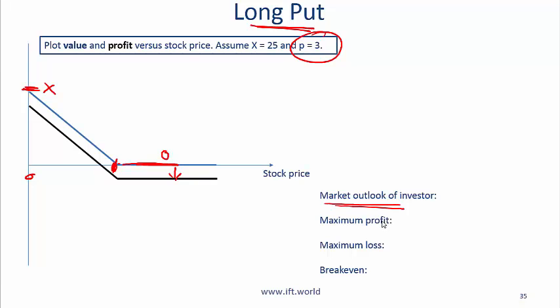Maximum profit is this point. So notice this point is X minus P. In our example, if X is 25, P is 3, then this number would be 22. What's the maximum loss for the long put? The maximum loss is how much he pays for the put. What is the break-even point? For a put, the break-even would be X minus P. And again, I keep emphasizing that rather than just trying to memorize these, just have a sketch, then you don't need to memorize.